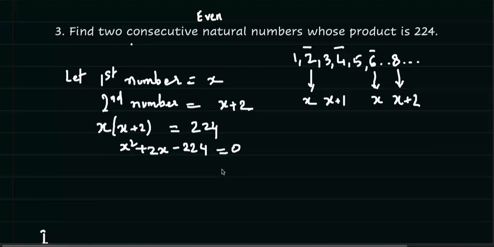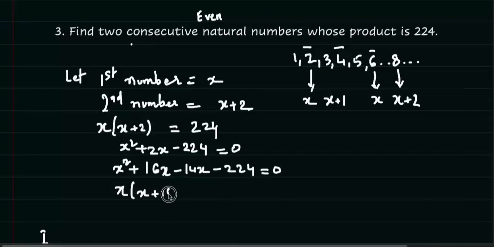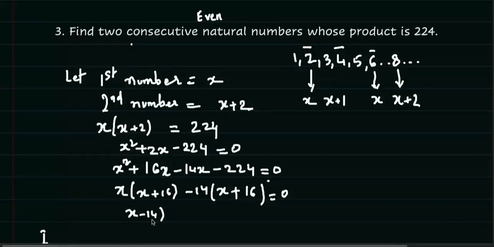What are those two numbers which will satisfy this? That will be 16 and 14. 16 into 14 is 224. So I will split x square plus 16x minus 14x minus 224 equal to 0. x common, x plus 16, minus 14 common, x plus 16, equal to 0, x minus 14 and x plus 16.